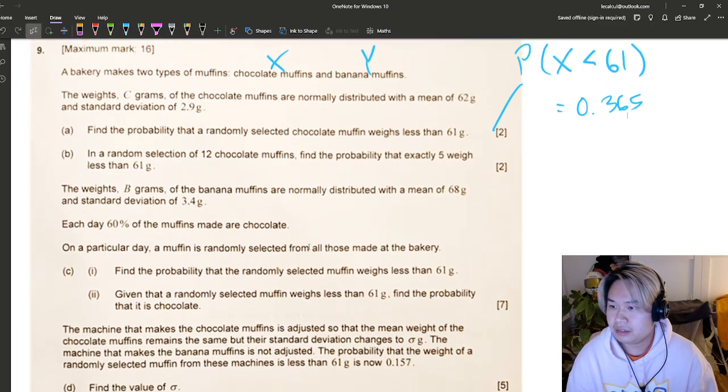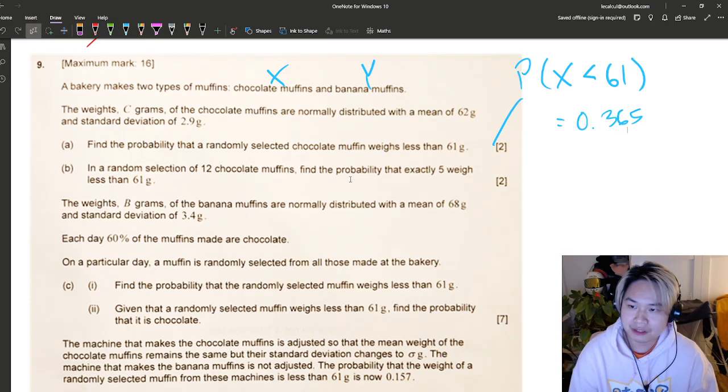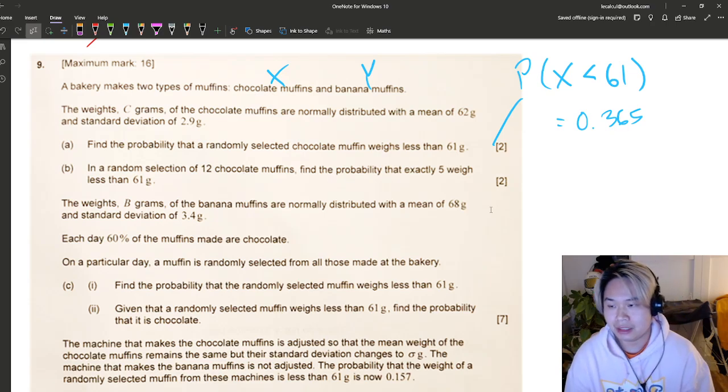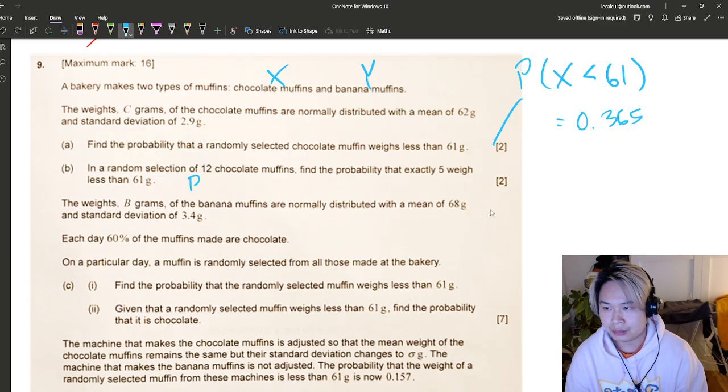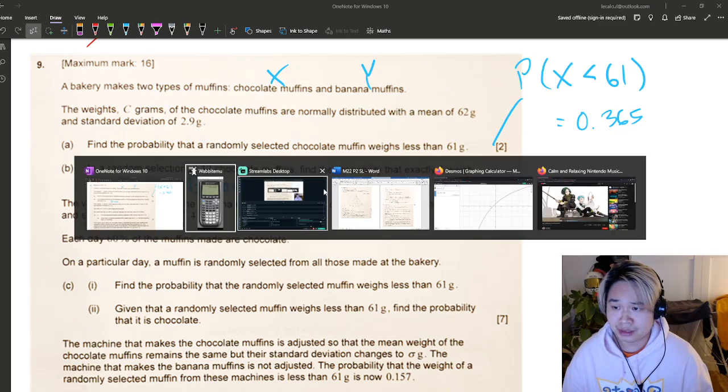Okay, in a random selection of 12 chocolate muffins, find the probability that exactly 5 weigh less than 61. So you see, we switched to a binomial distribution now. Where you have 12 trials, they're chocolate muffins, and then they're either less than 61 or more than 61, which is exactly a binomial distribution.